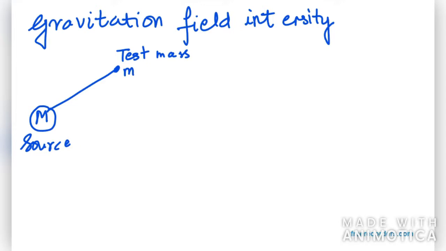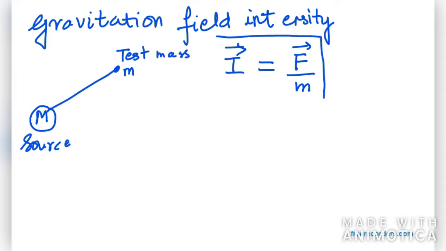Now, what is gravitational field intensity? Gravitational field intensity is nothing but the force experienced by a unit mass placed at that point. That means force per unit mass. This is defined as gravitational field intensity: I equals F over m, where F is force and small m is the test mass.